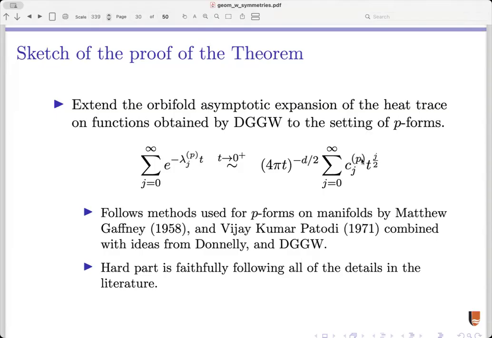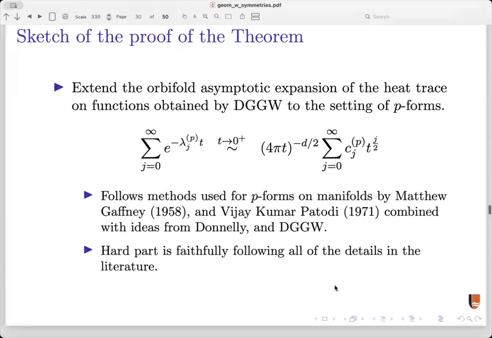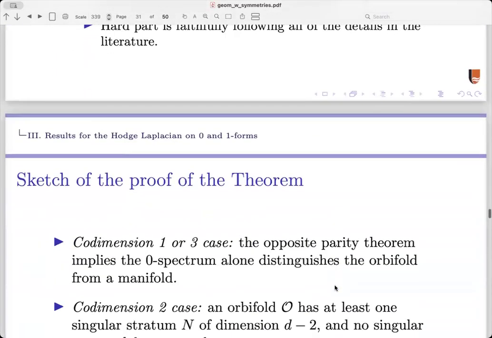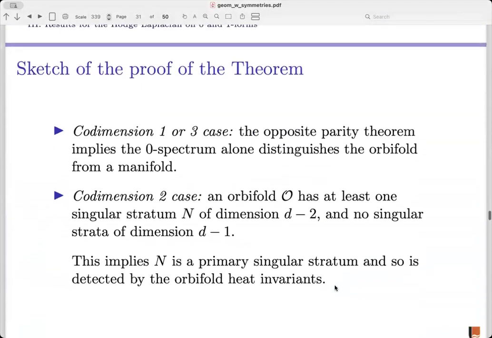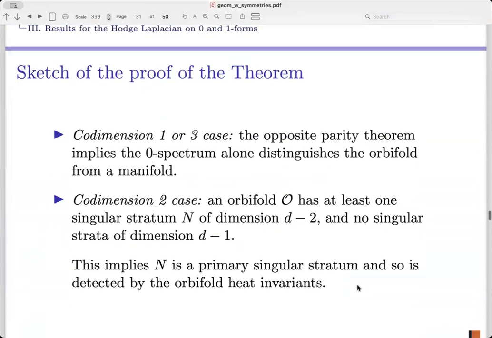Again, super familiar, but now we're decorating our invariants with the letter p to indicate that we're working on p-forms with the Hodge Laplacian. We followed methods by Gaffney and Patodi, as well as Donnelly and the previous group. And the hard part was just to follow all the details very carefully in that literature. Once we obtained the heat invariants for the Hodge Laplacian on p-forms, how do we jump into that proof?